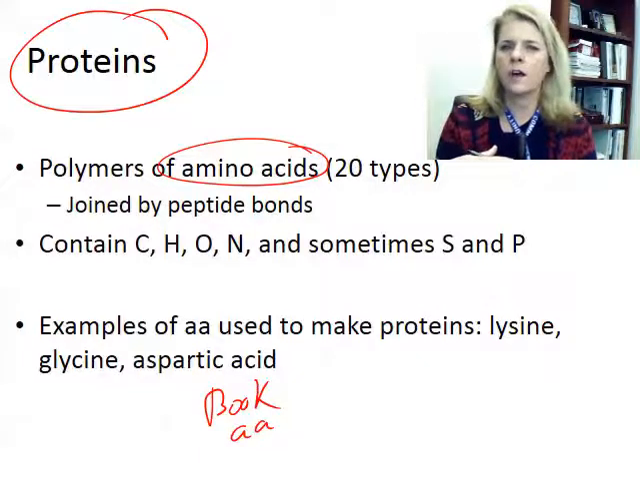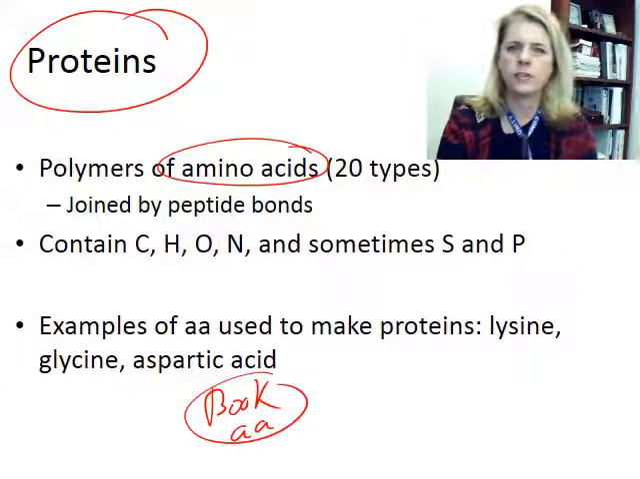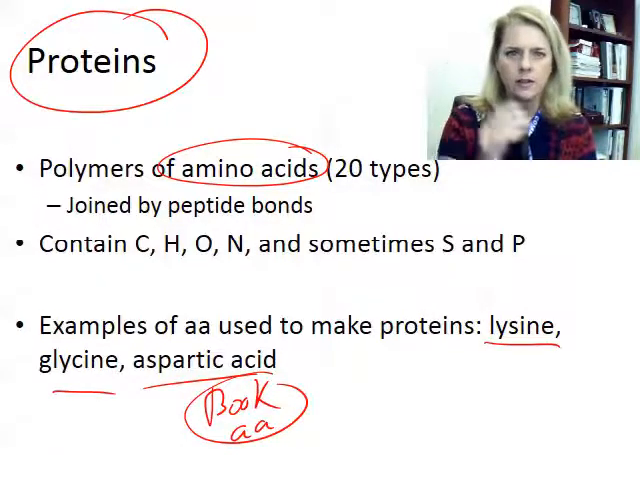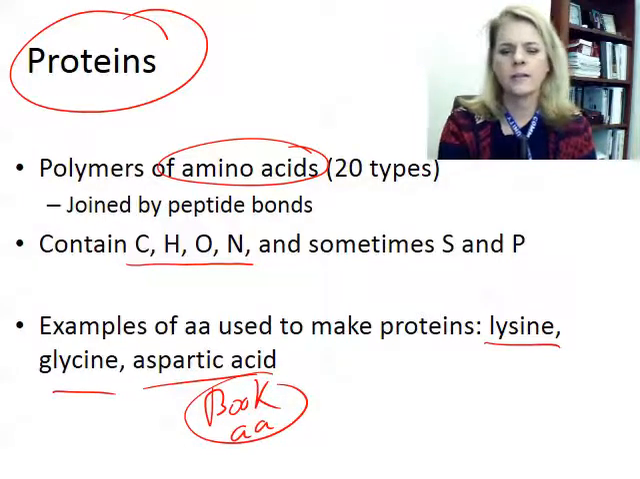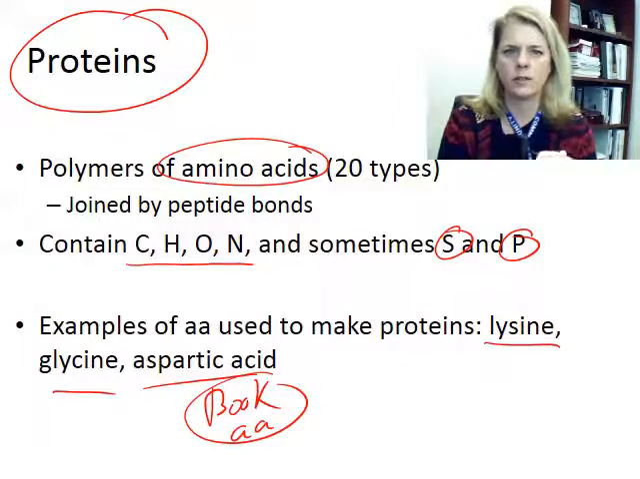Because when you're looking at ingredient lists, and maybe if you're thinking about building muscle and you buy some of those weight gain protein powders and things like that, it'll have all these things listed, and sometimes it'll list the amino acids. So by knowing these amino acids, it's just more knowledge. So go to your book and learn some of these amino acids. Some examples I just put on here were lysine, glycine, and aspartic acid, but I would like you to at least go to your book and look and learn the 20 types, or the 20 amino acids. These have carbon, hydrogen, oxygen, nitrogen, sometimes sulfur, and sometimes phosphorus. Again, don't worry about the structure, but do go and look at the names of the 20 amino acids.